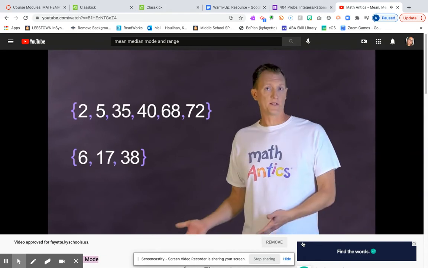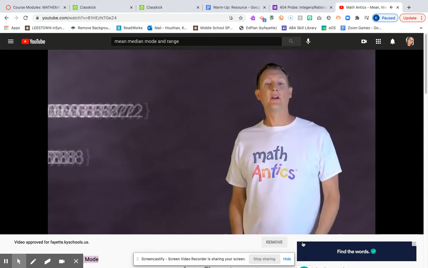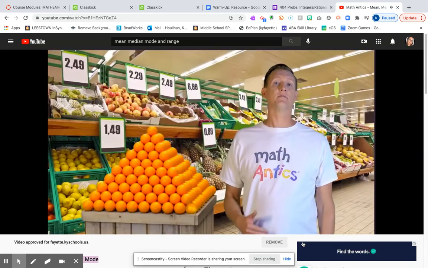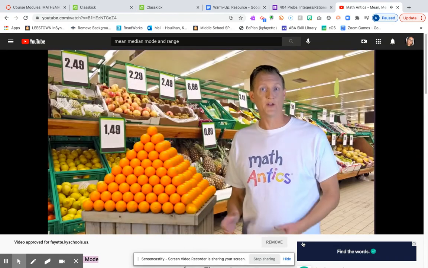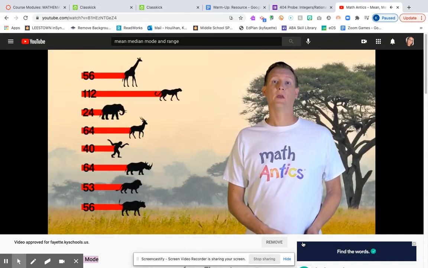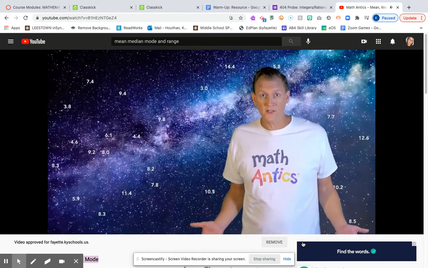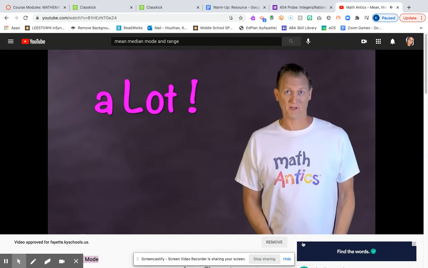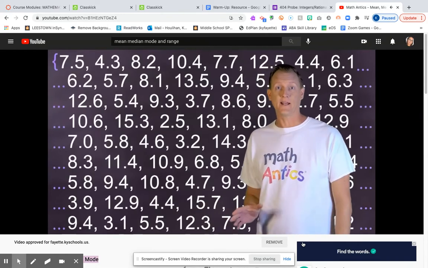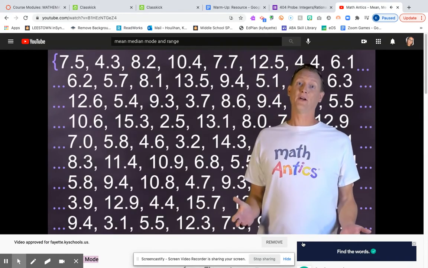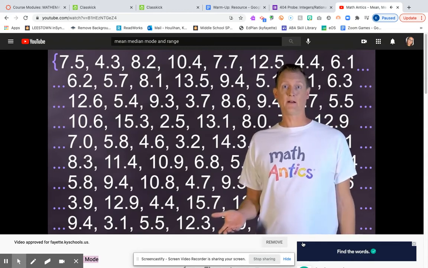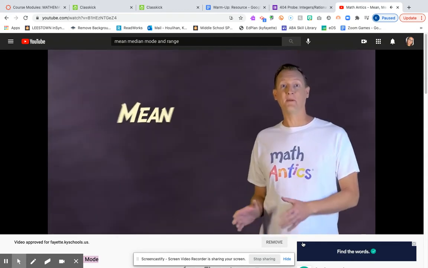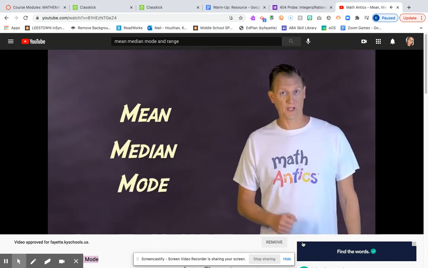Those data sets are fairly small and easy to understand, but you can have much bigger data sets. A really big data set might contain the cost of every item in a store, or the top speed of every land mammal, or the brightness of all the stars in our galaxy. Those data sets would contain a lot of different numbers, and if you had to look at a big data set all at one time, it would be pretty hard to make sense of it or say much about it besides, well, that's a lot of numbers. But that's where mean, median, and mode can really help us out.